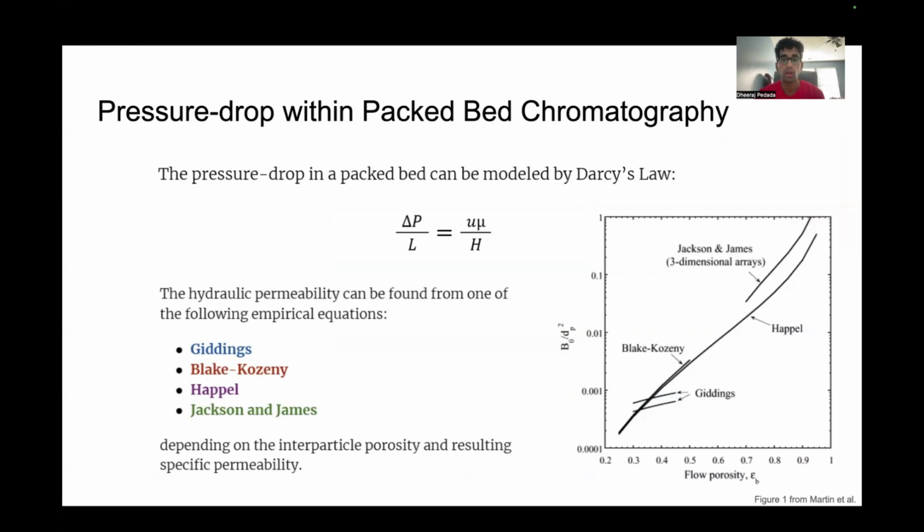And going to our next slide, these three types of chromatography methods that I mentioned before, they are types of packed bed chromatography, where the pressure drop in a packed bed can be modeled by Darcy's law, as we see in the equation on the slide below. And the hydraulic permeability can also be found through one of the following empirical equations listed, such as Giddings, Blake-Kozeny, Happel, and Jackson and James, where it depends on the inner particle porosity and the resulting specific permeability, as we see on the graph depicted to the right.